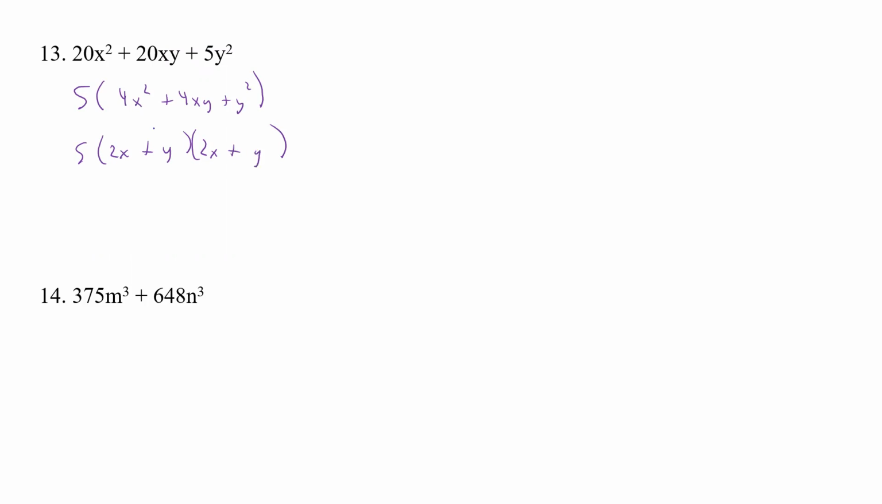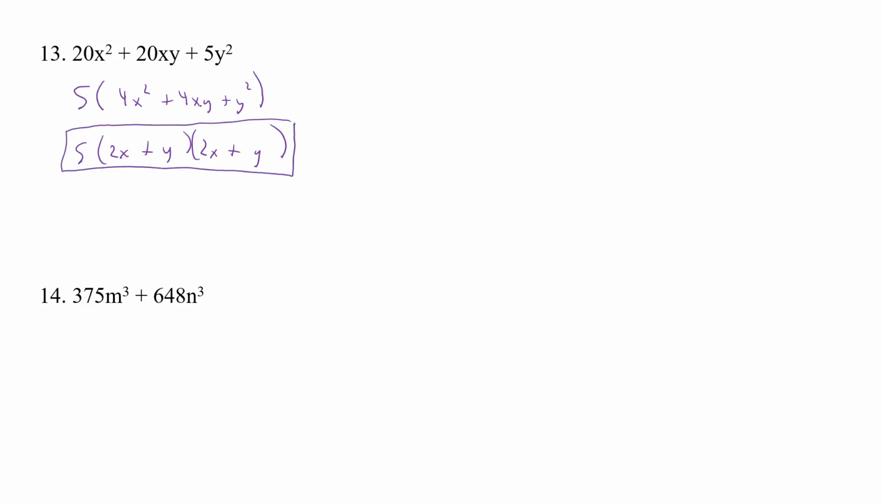So now let's check and see if we FOIL this out, we get back to here. So that's going to give us 4x squared. And we'll have 2xy plus 2xy, that's 4xy. And then y times y is y squared. So that gives us that. If we multiply here, that's 20x squared plus 20xy plus 5y squared rather. And so that does give us what we need for our answer.